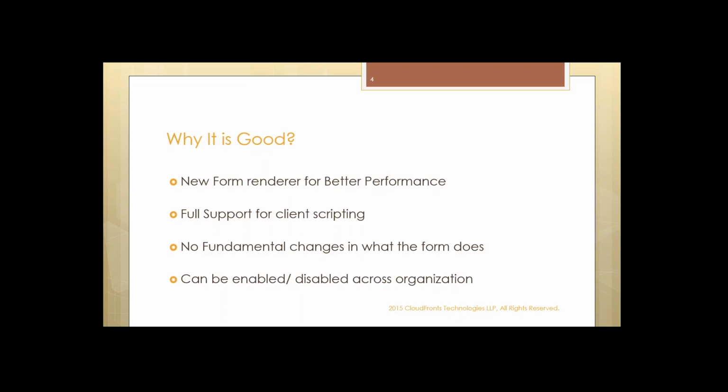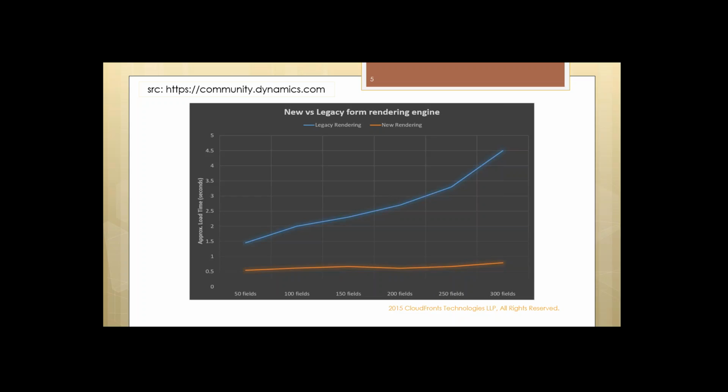Also, there is a tool provided by Microsoft to test the unsupported customization for your solution before you move to update 1 and start using the new rendering engine. As you can see in this graph, we can see the performance difference between the legacy form rendering engine and the new form rendering engine. With the legacy engine, as the number of fields on the form increases, the performance is much slower than with the new form rendering engine. So this is one of the major changes.